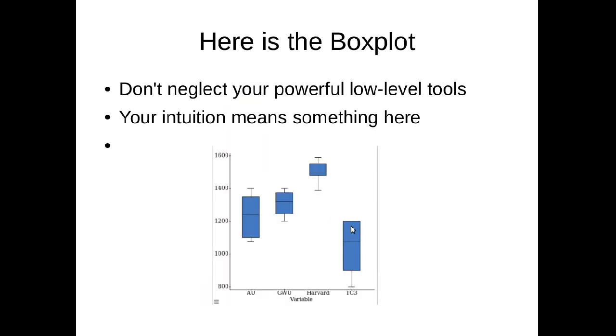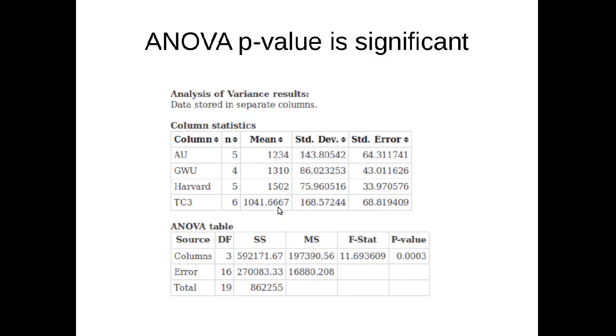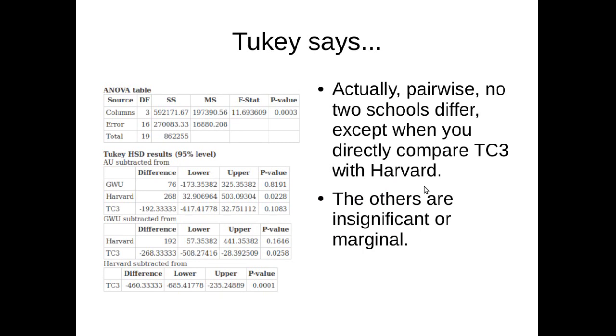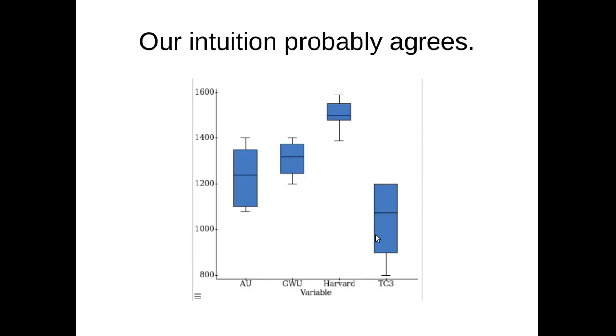It's saying that this difference between TC3 and Harvard is wildly significant, and some of these other differences, between Harvard and GW and Harvard and AU, are kind of in the gray zone. But AU and GW, they're not different. Yeah, that p-value is really high, so not significant. So Tukey says actually, pairwise, no two schools really are different except when you directly compare TC3 with Harvard. The others are either insignificant or they're in the gray zone.